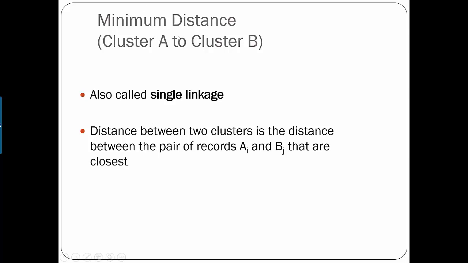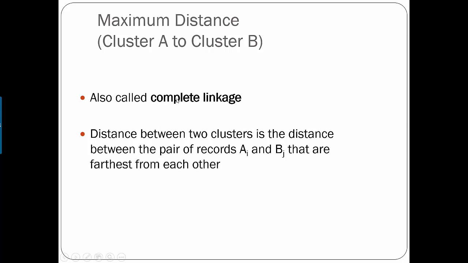One is minimum distance. This is called single linkage. Distance between two clusters is the distance between the pairs of records that is closest. So you find all possible pairs from the two clusters, find the distance, and then find the closest pair, and that distance is then used as the distance between the two clusters. So that is called single linkage.